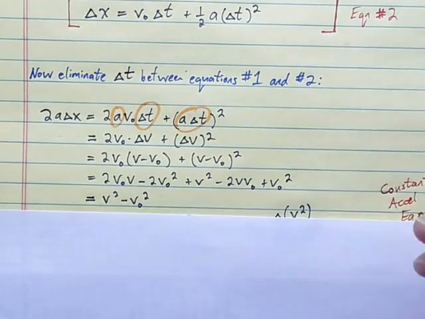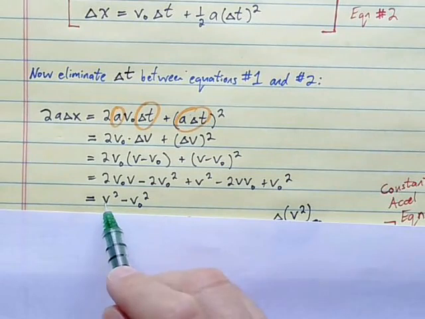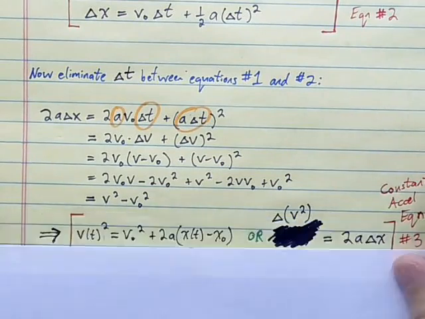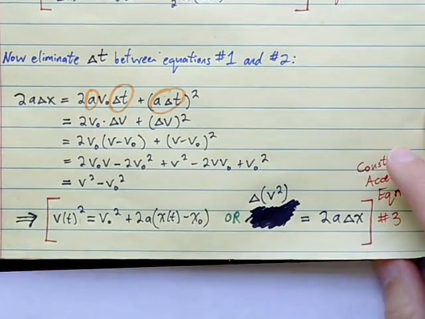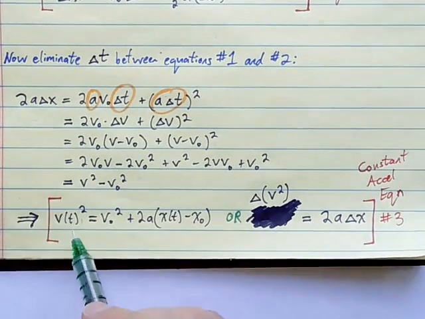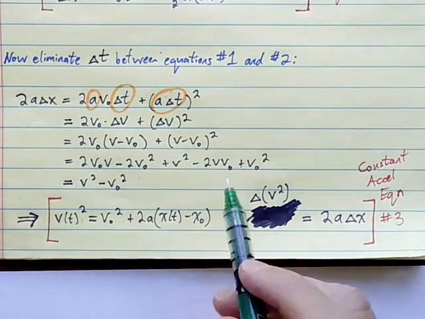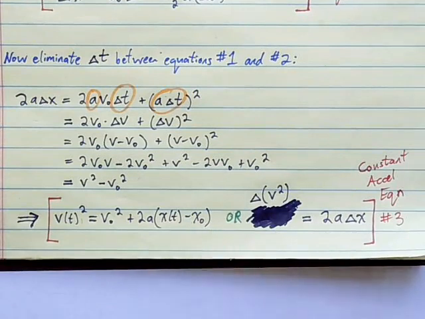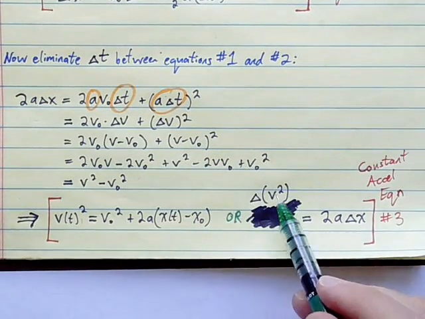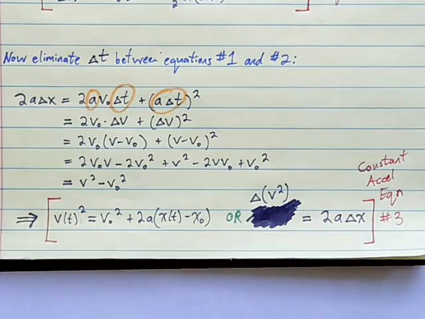down to this. Ends up with just v final squared minus v initial squared. So there's our third constant acceleration equation. V final squared equals v initial squared plus 2a times x final minus x initial. Or in terms of deltas, change in v squared equals 2a times the change in x.